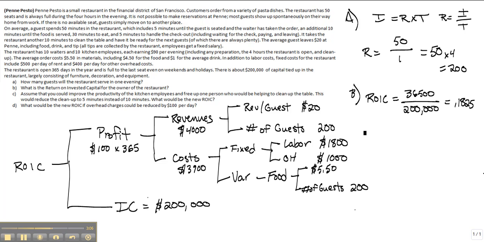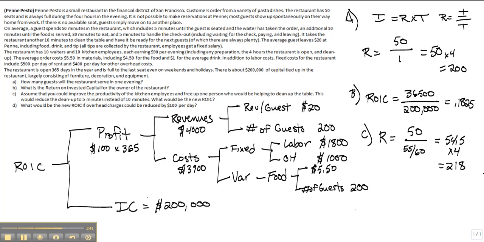for an ROIC equal to 0.1825. Now for part C, we would need to determine the new number of guests per night. Now, reapplying Little's law, we still have the same inventory, but rather than an hour, we know this to be 55 out of 60. Every 60 minutes, they can turn over a new seat. So solving for our new R, we get an R of 54.5, and over the 4 hours, we can now seat 218 guests as opposed to 200.